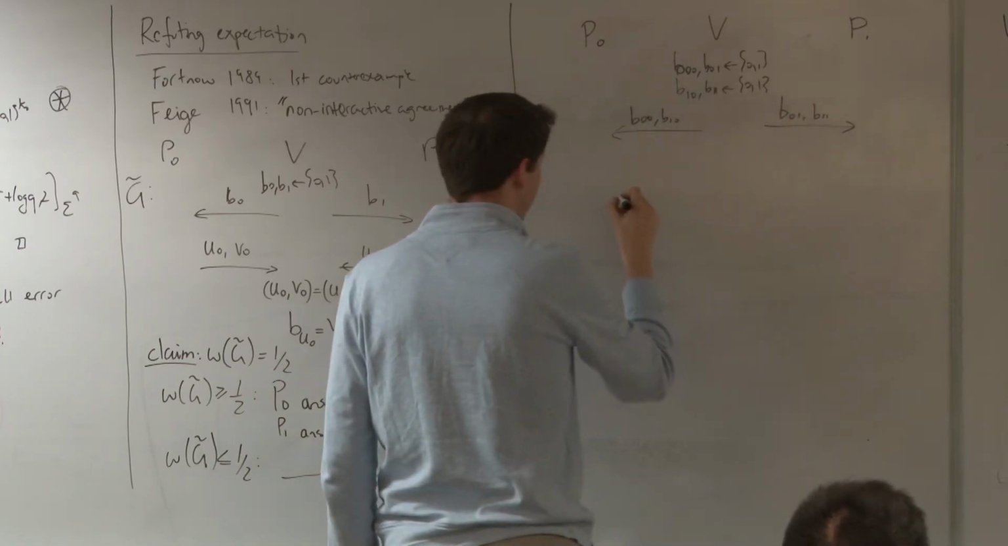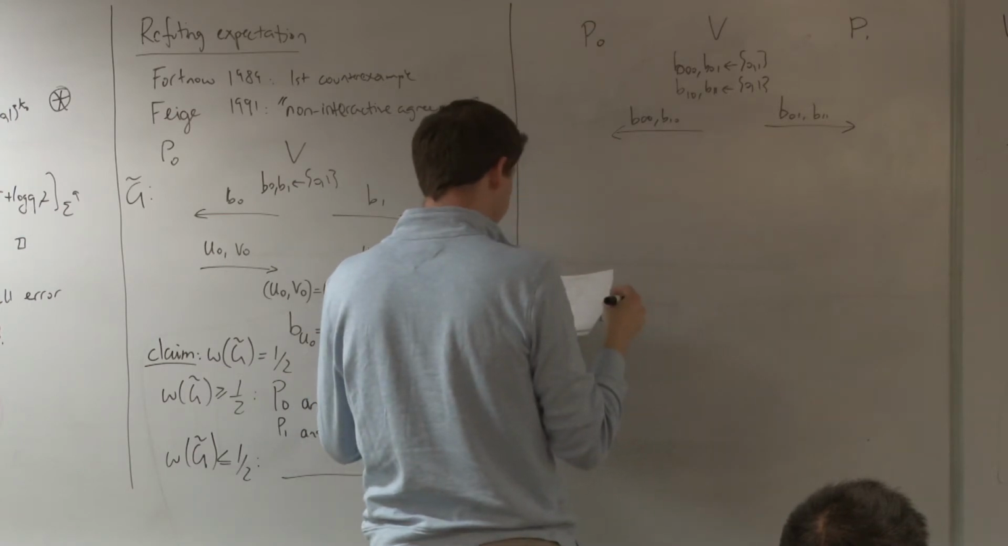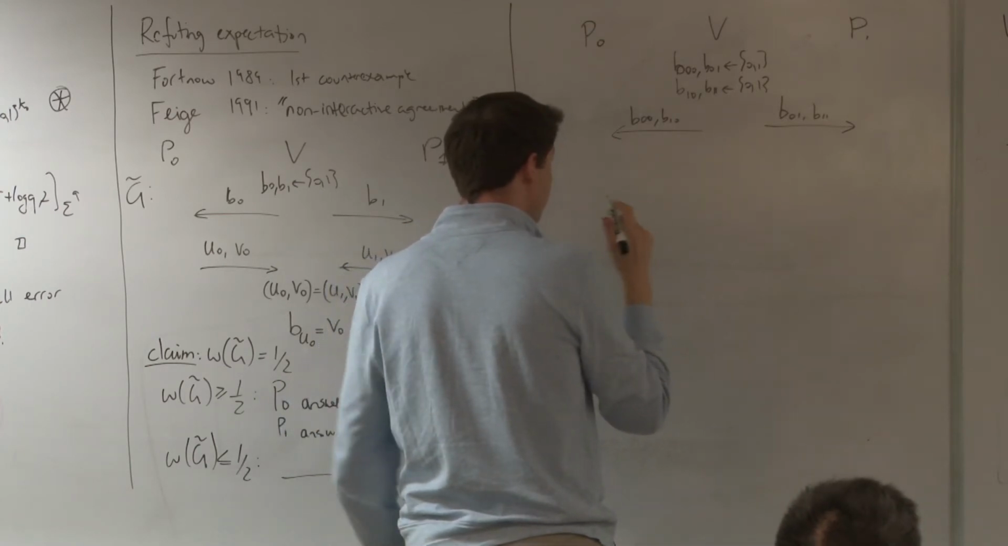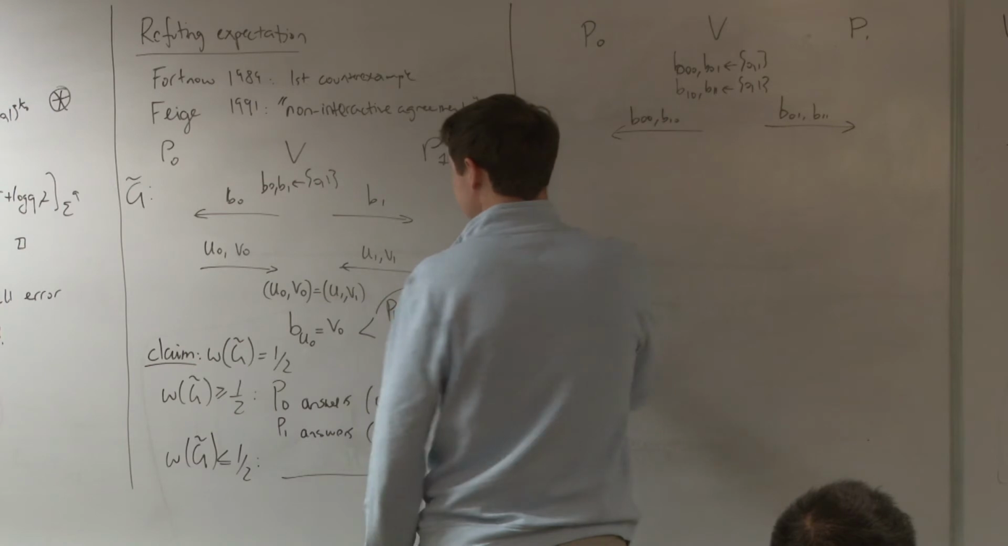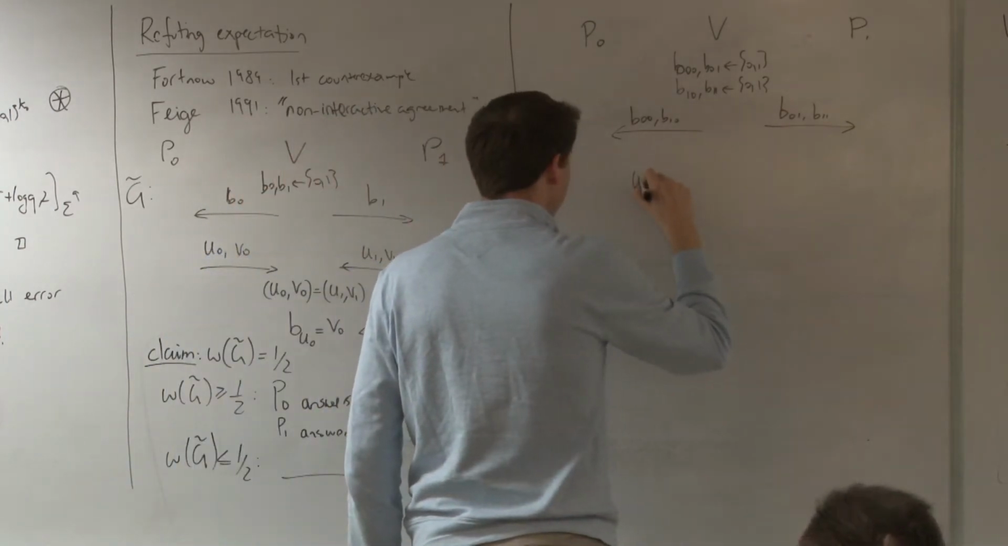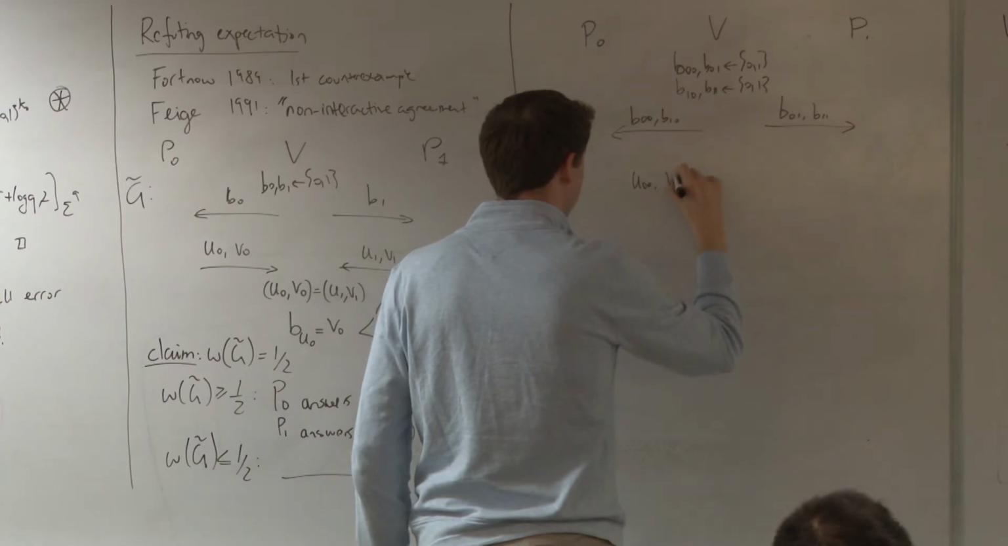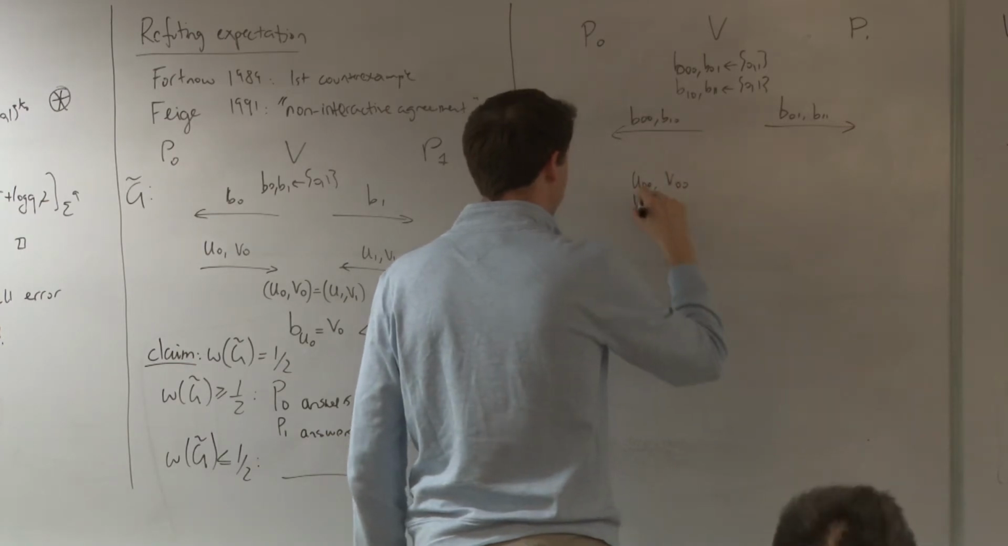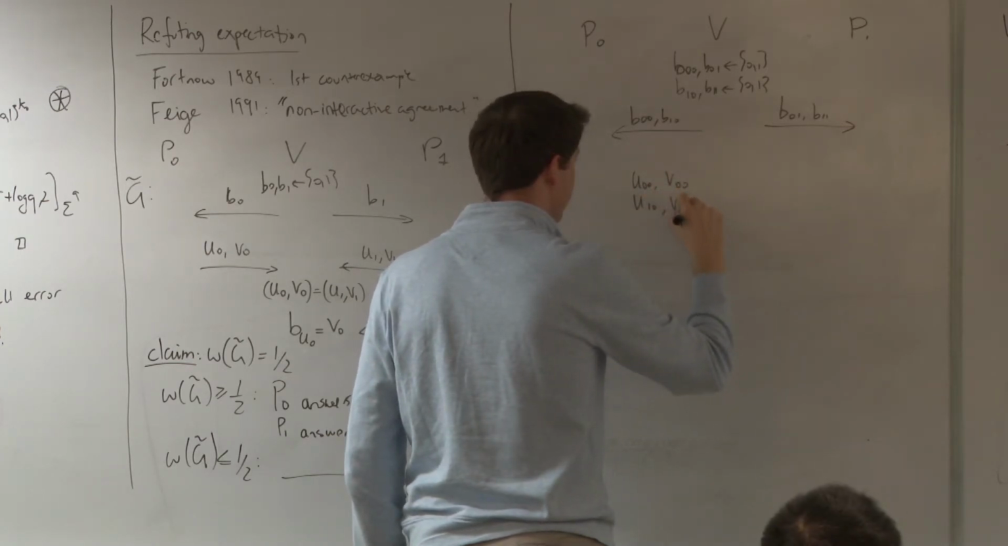All right? Now, I'm getting back 4 bits from each prover, right? So I'm going to get back U00, V00, and then U10 and V10, right?